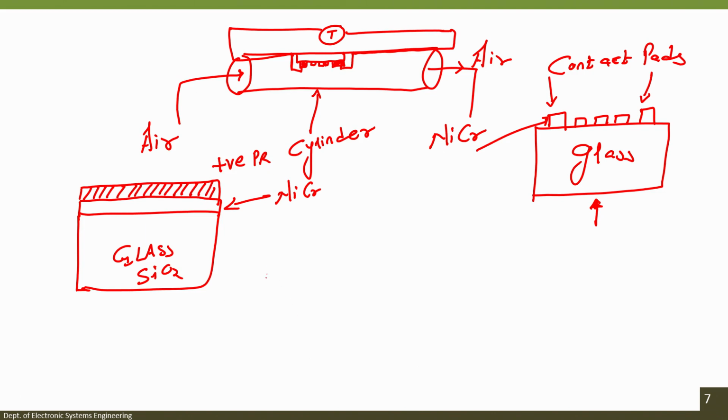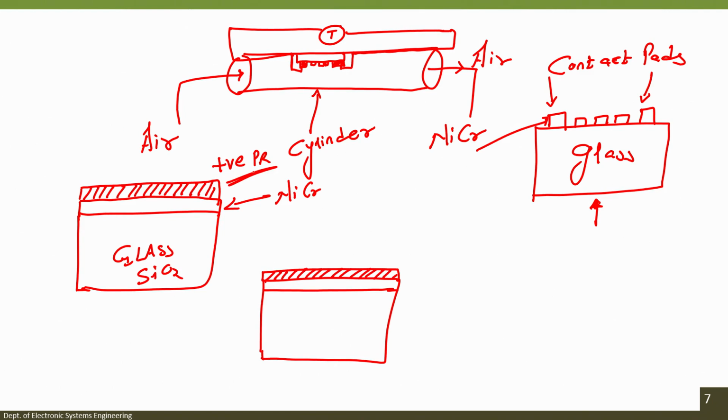The next step is we will load the mask, right, but before loading the mask, what we have to do? We have to perform a soft bake. So, after spin coating positive photoresist, we perform a soft bake at 90 degree centigrade for 1 minute on a hot plate. After this, this is our nichrome, this is my positive photoresist, I have performed soft baking. Then I load the mask.